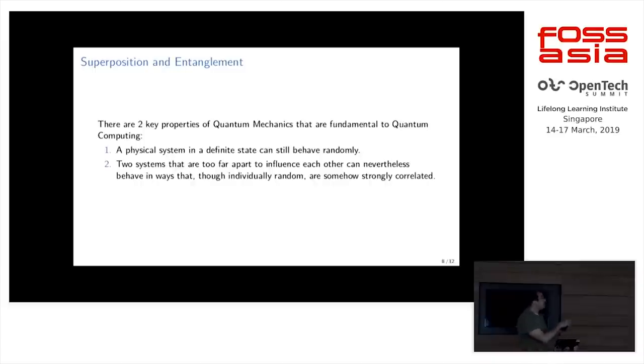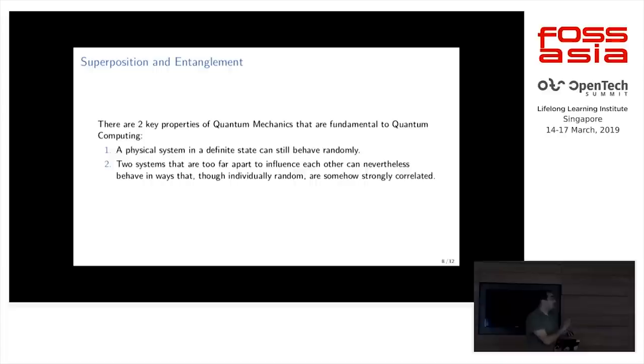And if you look at them, superposition is the property that a physical system in a definite state can behave randomly. In the case of quantum computation, it means you can prepare a qubit identically, and even though it's identically prepared, it will give you a random result.